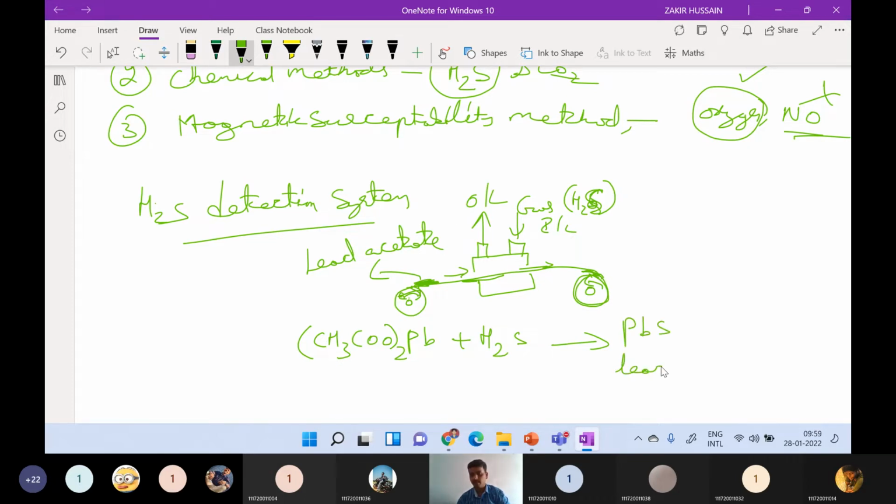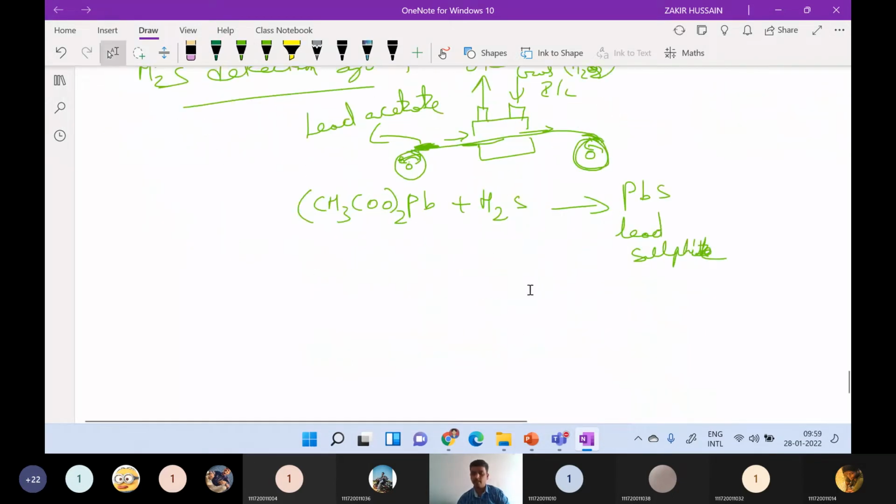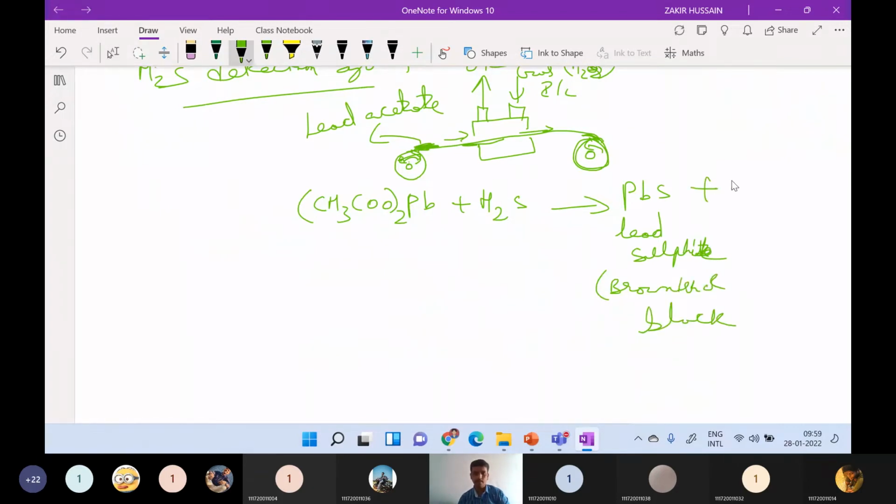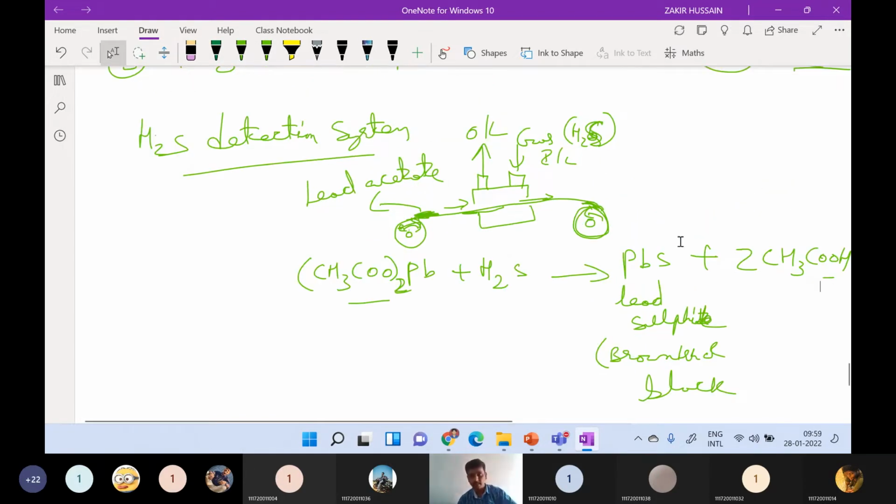This is called lead sulfide. Lead sulfide is usually a brownish or black color, and it will liberate 2 molecules of acetic acid, CH3COOH. So this is the reaction. Due to this reaction, lead sulfide forms on the paper tape. Due to this formation, there is a change in color, brownish or black. Due to this, a decrease in the reflectance will be observed.